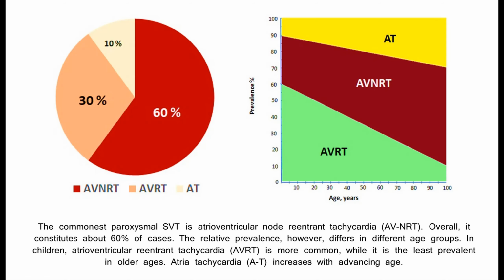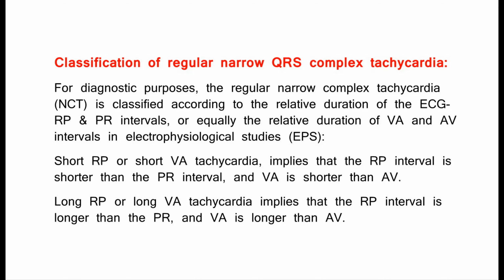The commonest paroxysmal SVT is atrioventricular node reentrant tachycardia, AVNRT. Overall, it constitutes about 60% of cases. The relative prevalence, however, differs in different age groups. In children, atrioventricular reentrant tachycardia, AVRT, is more common, while it is the least prevalent in older ages. Atrial tachycardia, AT, increases with advancing age.